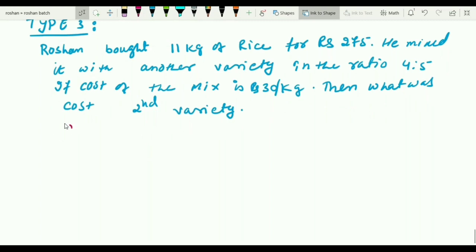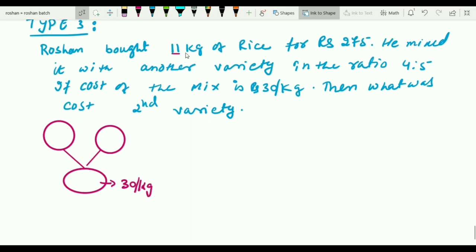My diagram will be something like this. Type 1 and type 2 are both mixed together to get the third type. I hope you remember that in the previous type also I said this very clearly: alligation will be used only when 2 things are mixed to produce the third one. Fine. Now, what is given here? They have given the price of the mixture very loud and clear, that is 30 rupees per kilogram. They have also given the price of the first type: for 11 kilogram, 275 rupees.